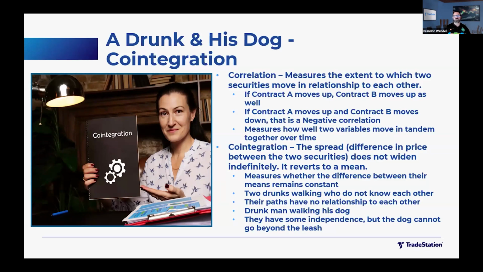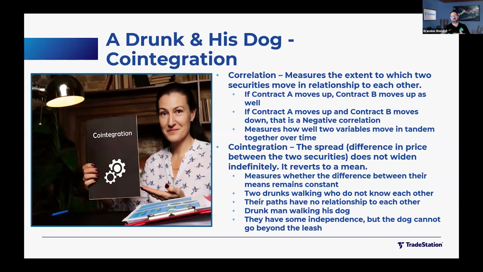Does that make sense? So with co-integration, that's how spreads work. You have, say, silver and gold, both precious metals, and they have a relationship to each other, but because of supply and demand, they can move at different paces. But overall, they will revert to their average, that leash that's tethering them together. They will both eventually move up or down long term together.